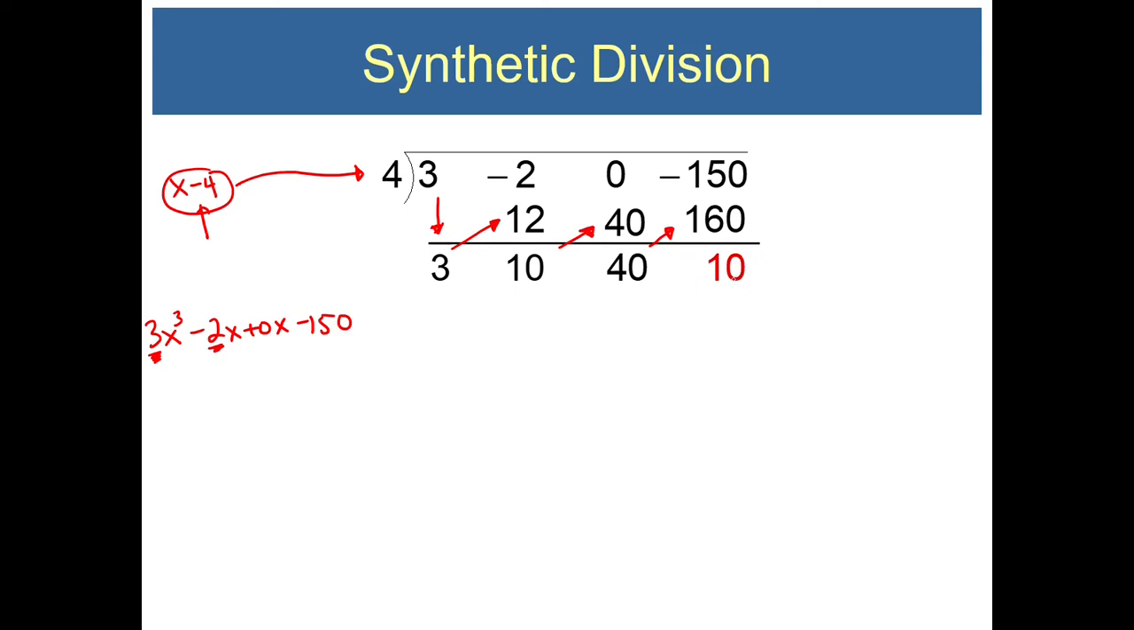So this is a process that will allow us to simplify long division, a shorthand. Instead of subtracting, we're actually adding because we took the opposite of negative 4 and used positive 4 instead. And instead of having our variables show up, we're just simply using the coefficients. So it's much simpler than long division.